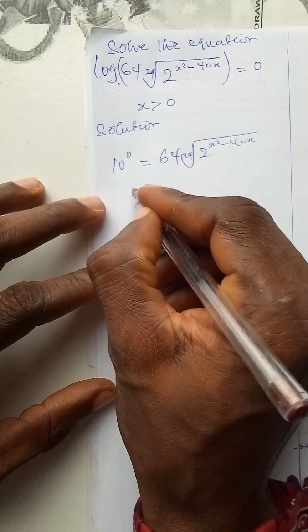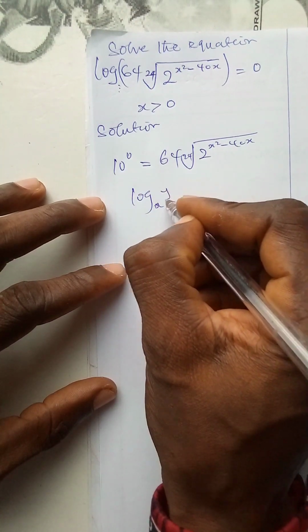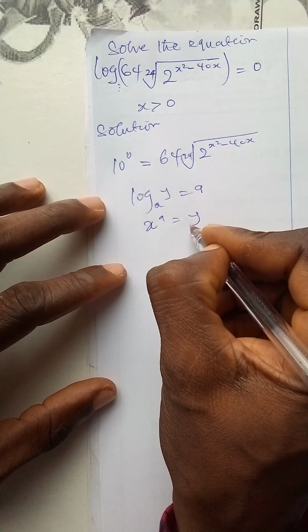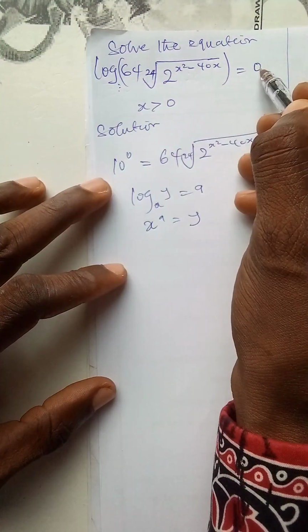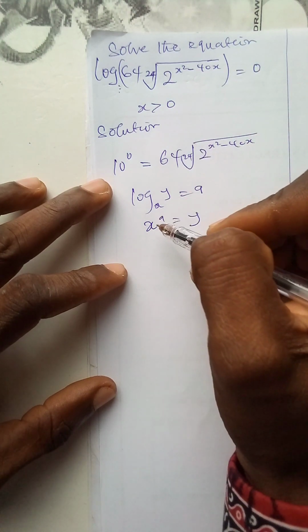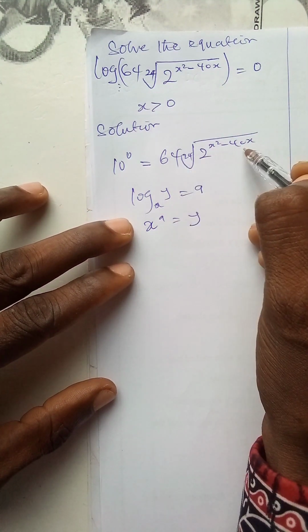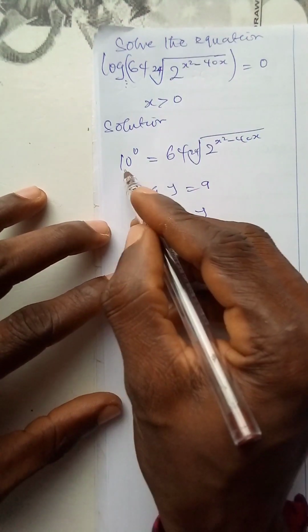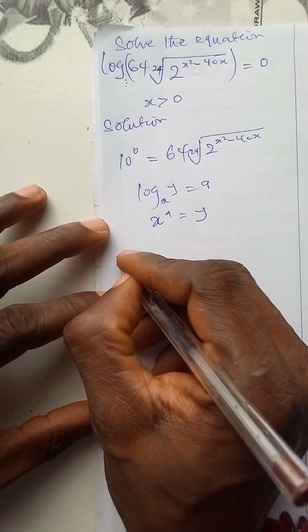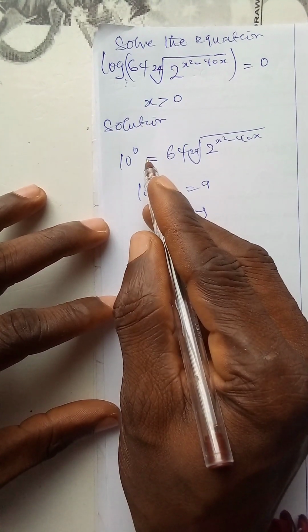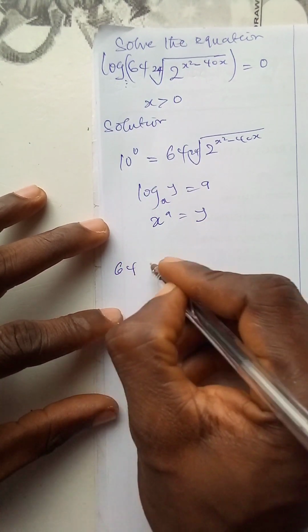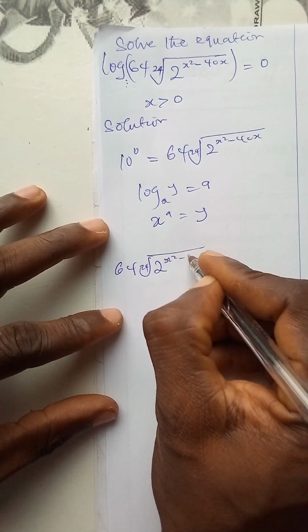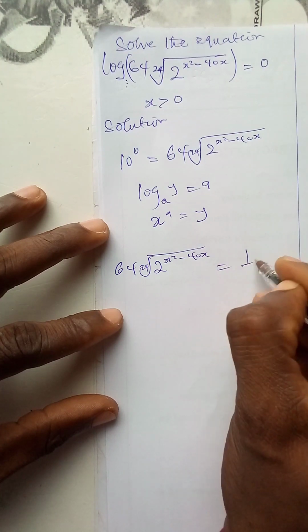For example, if I'm given log to base x of y is equal to a, it will become x to power a is equal to y. So the base here is 10 and the power is 0 here, as we have seen. And then this is the argument, which represents y. Now let us proceed here. 10 raised to power 0 is 1. Of course, any number raised to power 0 is 1. So I have 64, the 24th root of 2 to power x squared minus 40x is equal to 1.